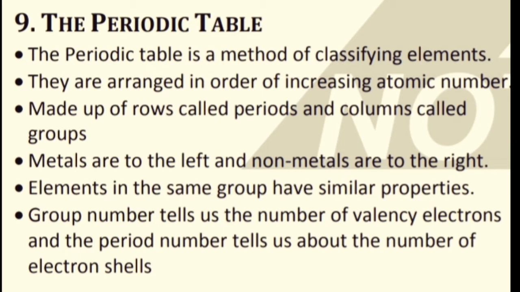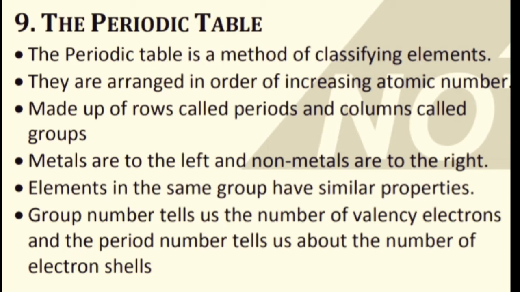For groups 1 to 4, the valency and group number are the same. For groups 5 to 8, the valency will be 8 minus n, where n means the group number.